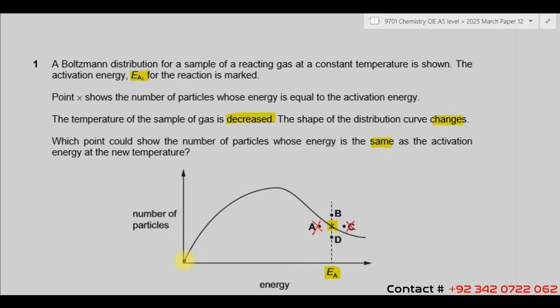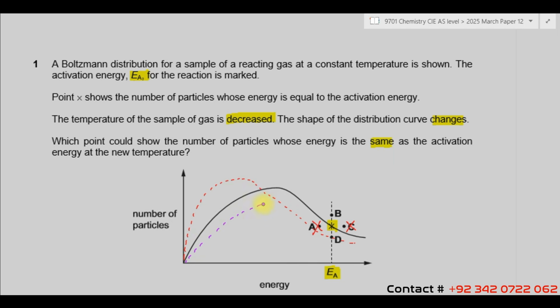Now when temperature is decreased, what happens? The height of the hump increases and it goes a little bit to the left. So it goes through point D. So at point D we can see now we have new number of particles whose activation energy is equal to EA given. Point B was possible if the temperature was increased.